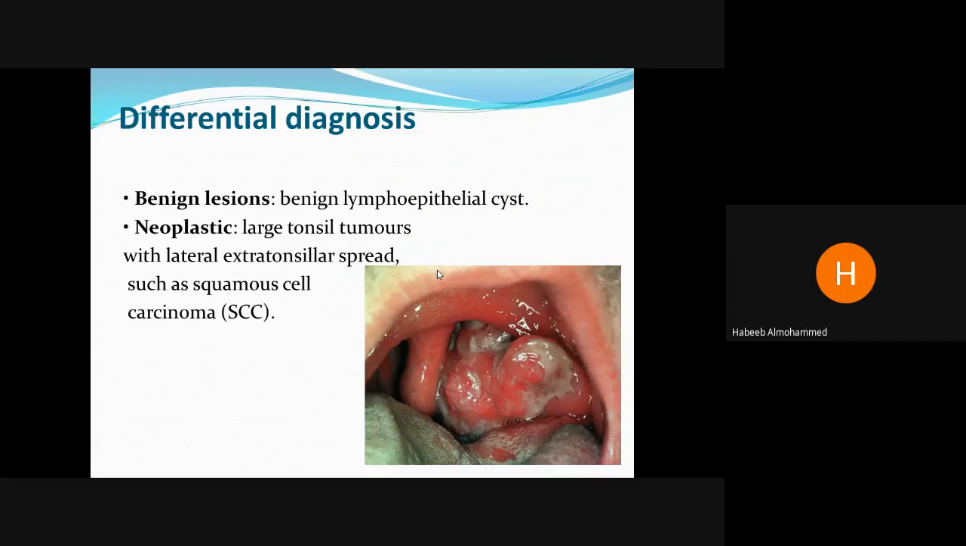Neoplastic lesions are usually primarily a tonsillar pathology, the tonsil itself, not the peritonsillar area. A large tonsillar tumor with lateral extratonsillar spread, such as squamous cell carcinoma, usually has a longer duration. The picture is usually different. The characteristic picture, as you see, is an ulcerative lesion of the tonsil, and the lymph nodes differ. The lymph nodes in neoplastic cases are usually hard and not tender, unlike in an inflammatory condition.